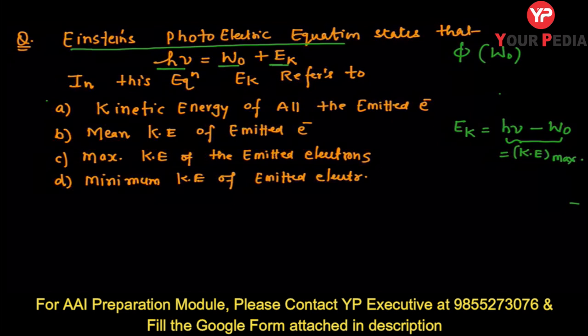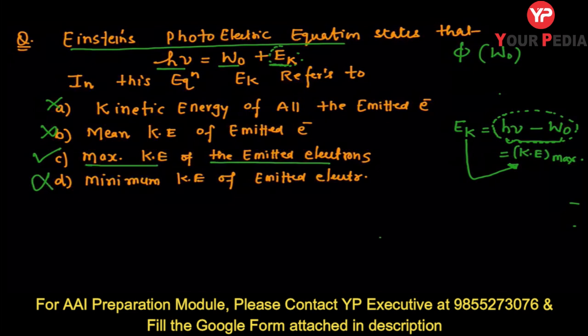So option A, kinetic energy of all emitted electrons? No. Option B, mean kinetic energy of emitted electrons. I have told you practically kinetic energy is less than or equal to this number. If all emitted electrons have different kinetic energy, he is asking, is this the mean of that? No, it is not the mean. Fine. Maximum kinetic energy of emitted electron, yes, it represents the maximum kinetic energy of the emitted electron. What can be the maximum kinetic energy of an ejected electron? That is this Ek. Fine, it means C is the right answer, D is the wrong answer.